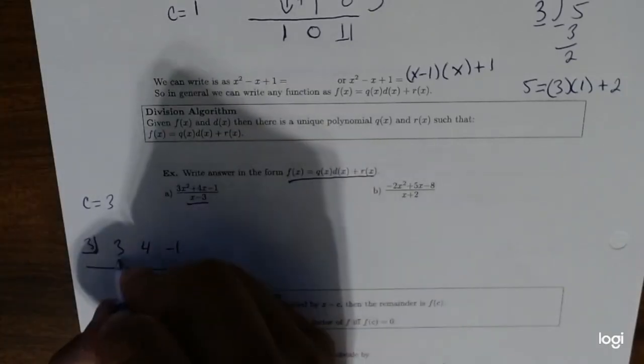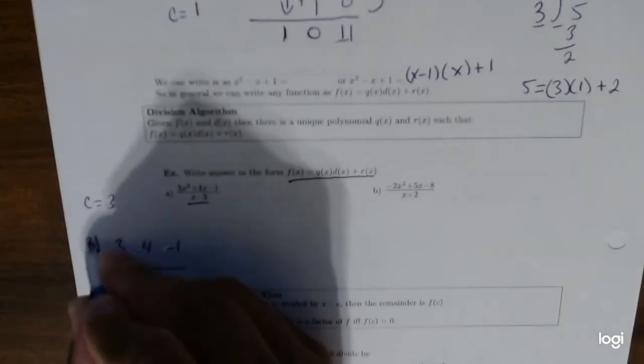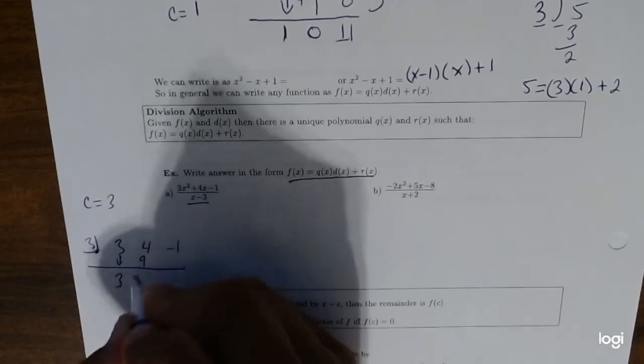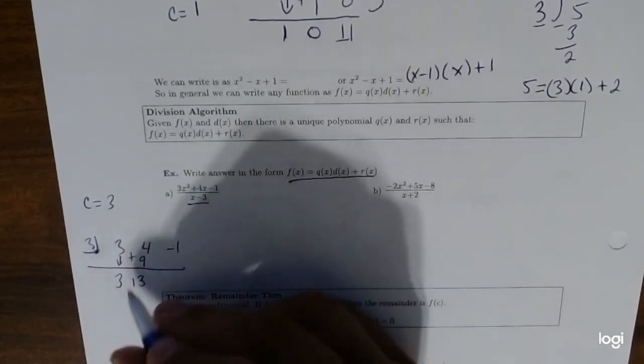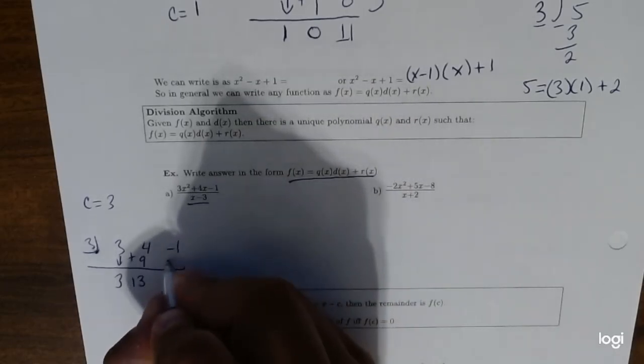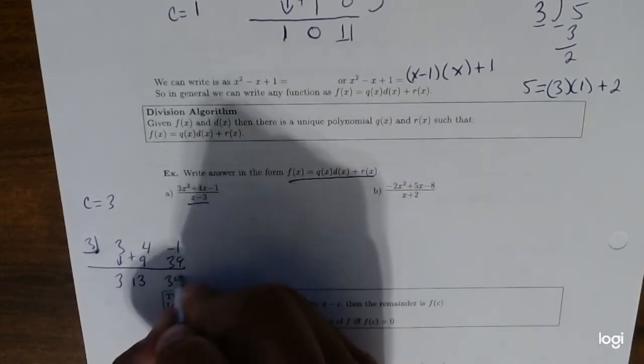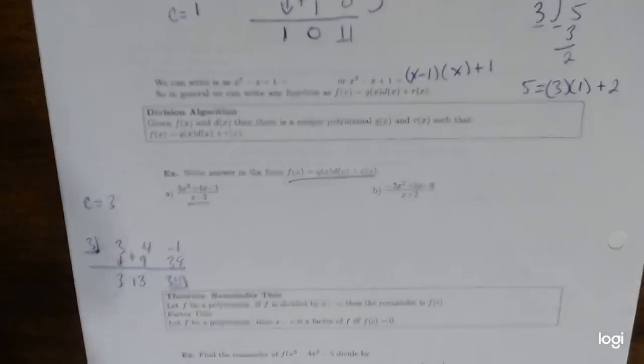Now always bring down the first one. So this is a 3. Multiply gives you 9. Always add straight down gives you 13. Multiplying, that gives you 3 times 13, which is 39. And that gives you 38 as your remainder.